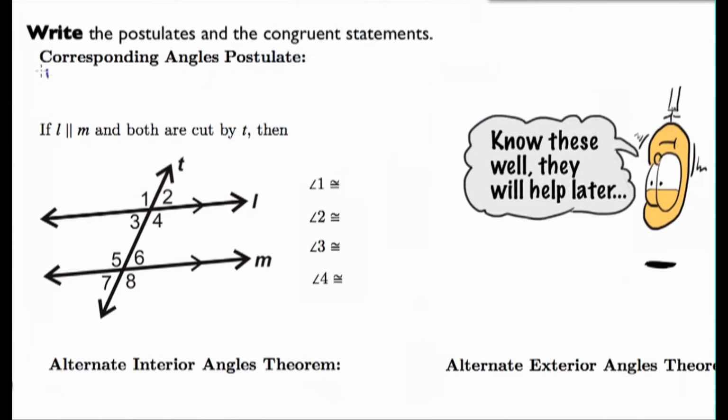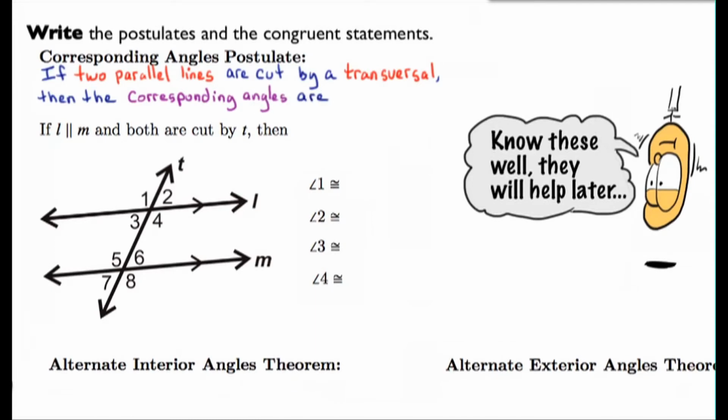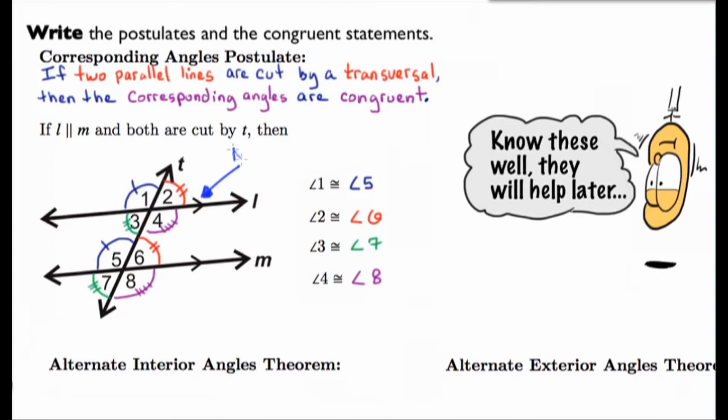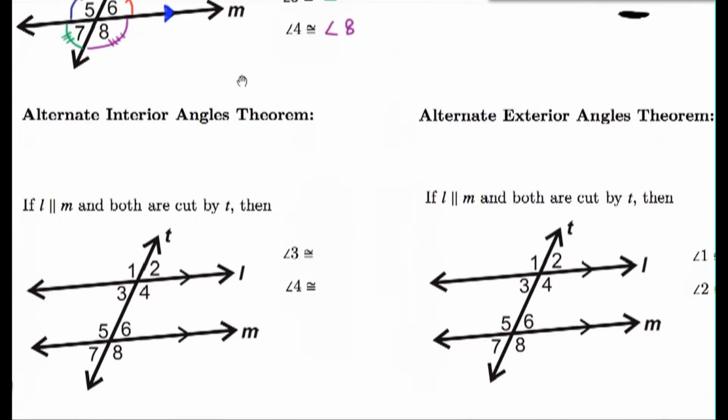Okay, let's do some postulate writing here. Corresponding angles postulate. If two parallel lines are cut by a transversal, then the corresponding angles are congruent. So angle 1 and angle 5 would be congruent. Angle 2 and angle 6 would be congruent. Angle 7 and angle 3, and angle 4 and angle 8. So again, these two coplanar lines here are parallel, and this is the symbol that denotes parallel.